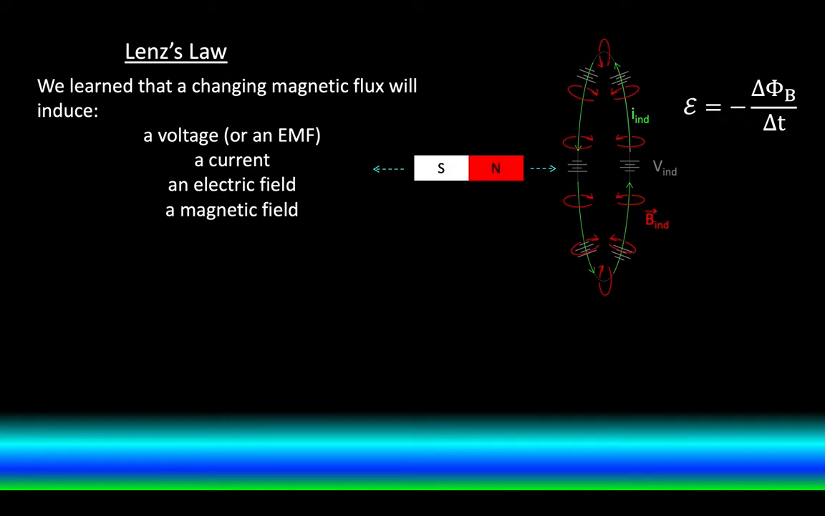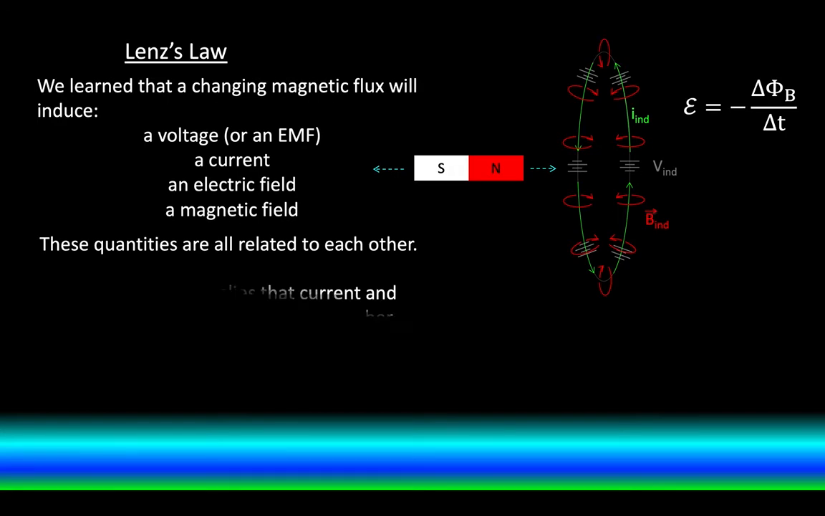If you want to impart a force onto a charged particle, you do that by setting up an electric field. So we could say there is an induced electric field as well. And an induced electric field and induced current imply the existence of an induced magnetic field. So what direction will the current flow when the flux changes?